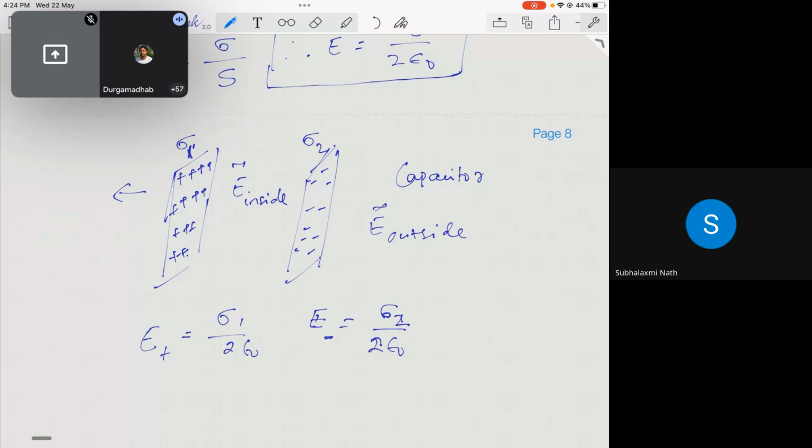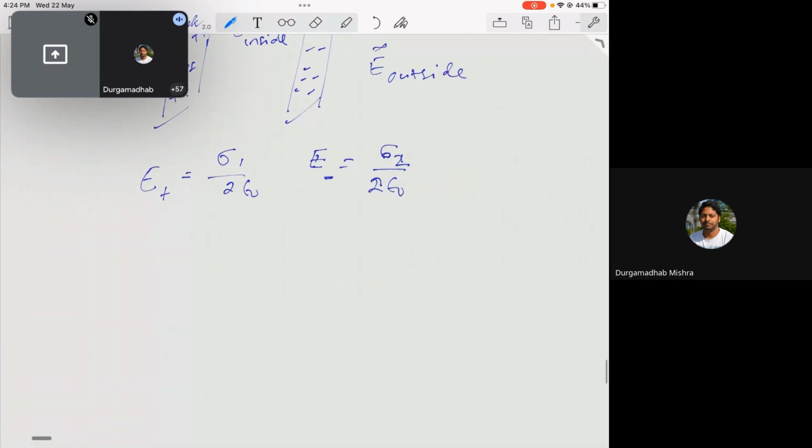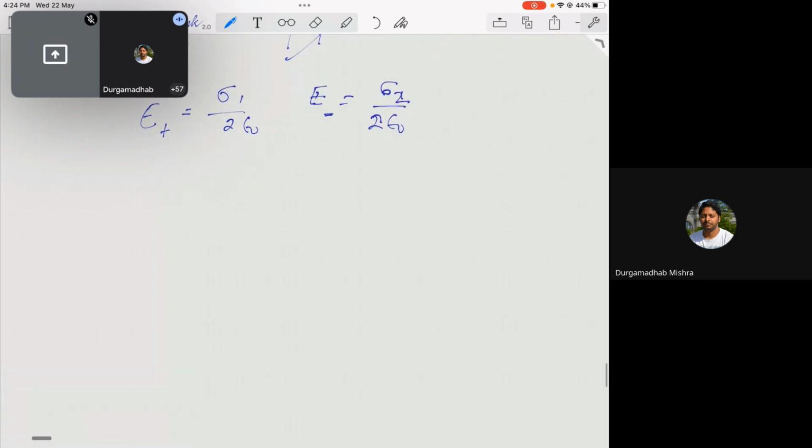So you can extend it to a spherical geometry or cylindrical geometry, and find out the capacitance or this electric field. If you take two cylinders, or you can take a spherical surface, and you can say what the charge distribution on the surface is and how the electric field will vary inside and outside. So these are some of the problems you can already do from the book itself.